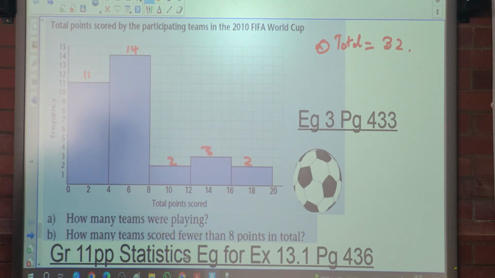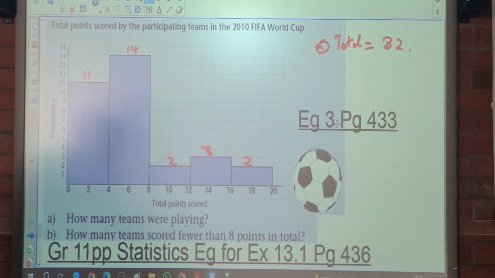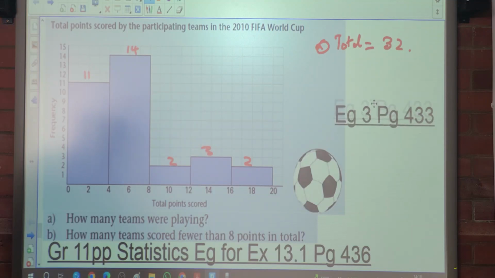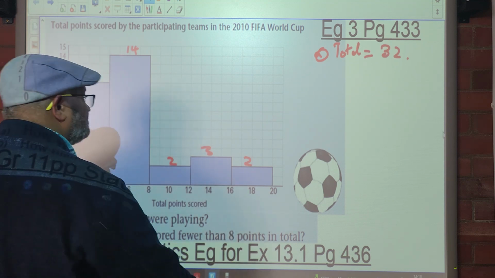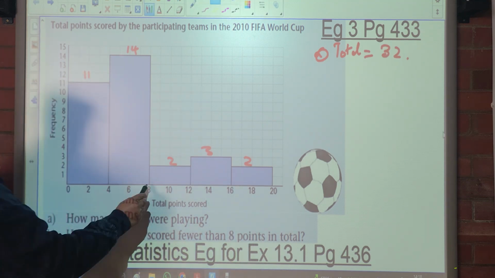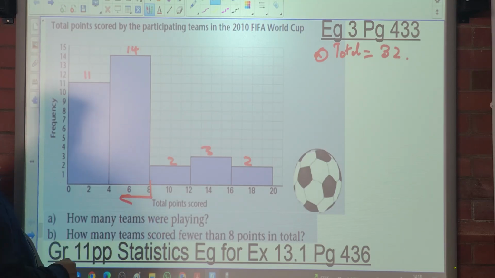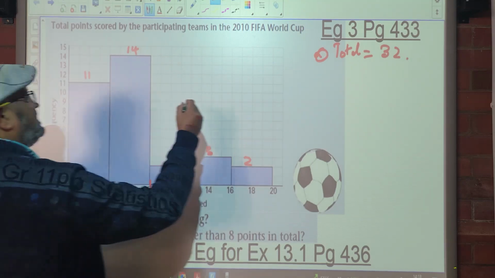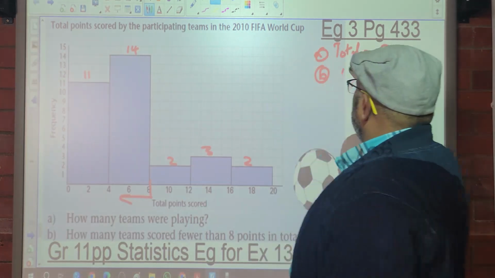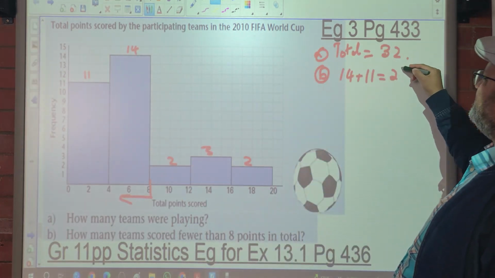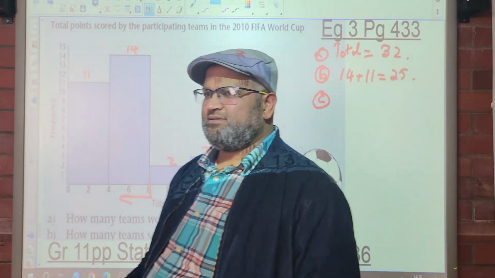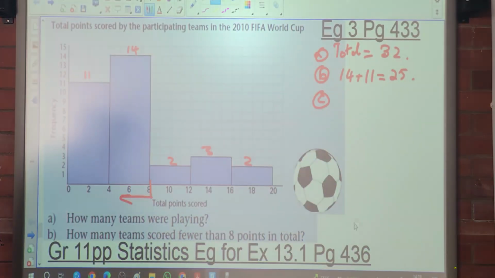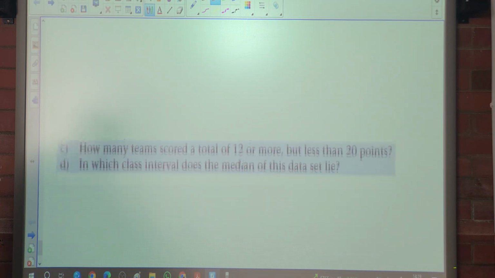B. How many teams scored fewer than 8 points in total? So, fewer than 8 points. So there's 8 in that direction. So it's going to be 14 and 11. And 14 plus 11 is 25 teams. You guys understand? So any confusion there? No? C.